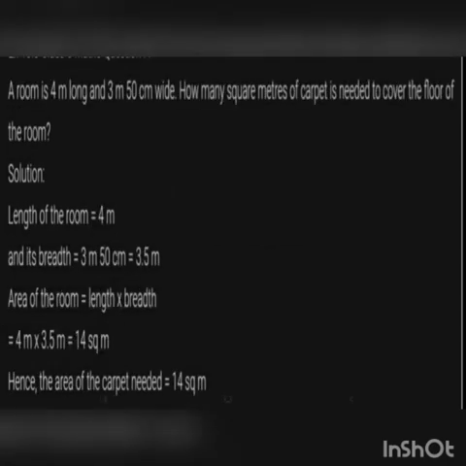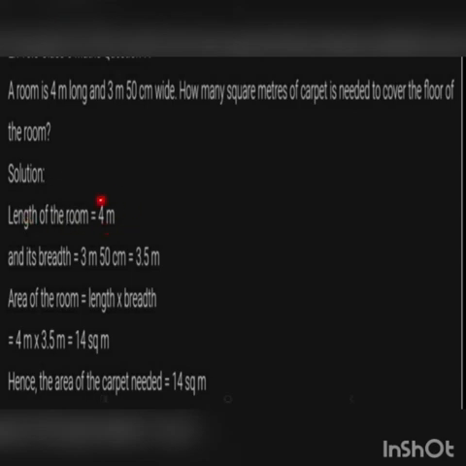Next question. A room is 4 meter long and 3 meter 50 centimeter wide. How many square meters of carpet is needed to cover the floor of the room? So here, we are putting the carpet in the whole room, isn't it? So we need to find the area. Now what is given? 4 meter long and 3 meter 50 centimeter wide. Here length and breadth is given, so that room is what shape? Rectangular shape. Now when you see the units, length is given in meter and breadth is given in meter and centimeter. So you have to convert it. Since this is given in meter, we will convert this also into meter.